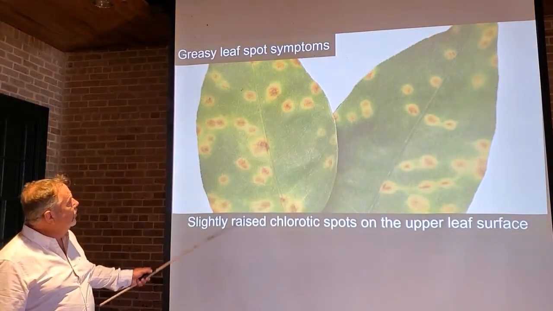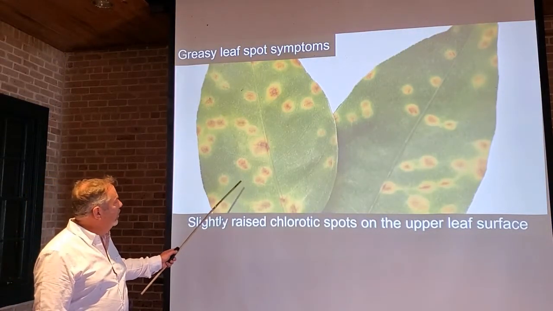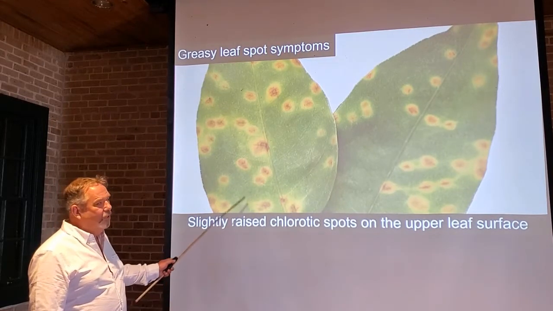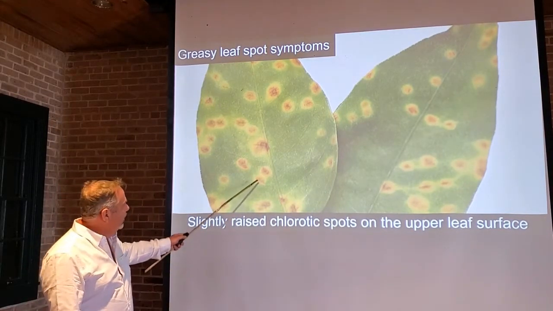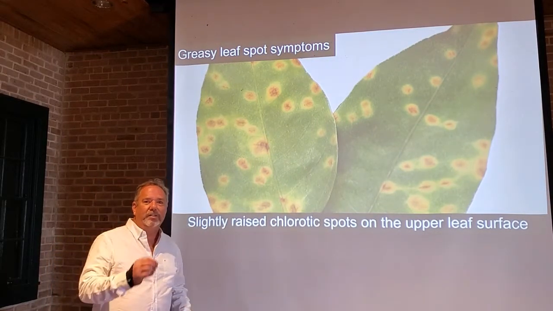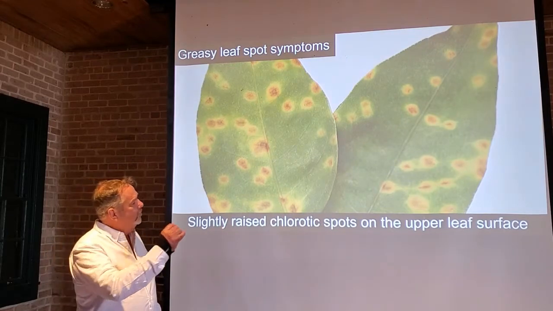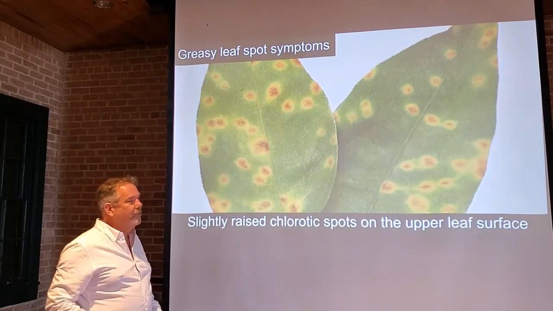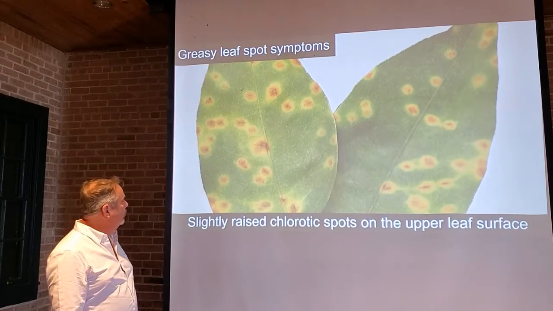So here we can see a good photo of some greasy spots on a leaf. This is the upper surface of the leaf. And you'll see that, like with the citrus canker, it has that yellow halo around them, but they're not nearly as pronounced. The raised canker area in the middle is not nearly as raised as on the citrus canker disease.